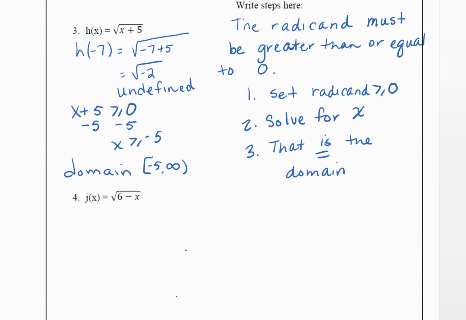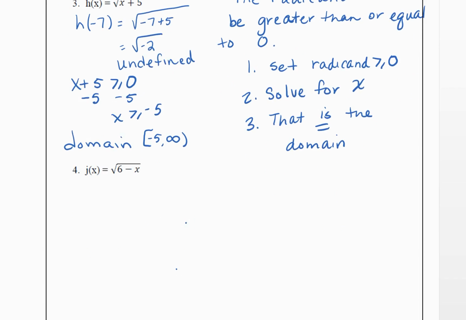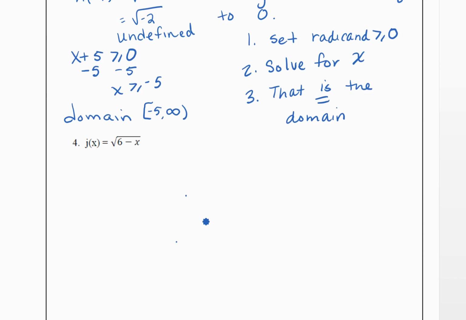Okay, and let's look at one more. Here we want to look at j of x, which is equal to the square root of 6 minus x. And we want to find the domain. So we're going to set the radicand 6 minus x greater than or equal to 0. Okay. Here we can add x to both sides. We get that 6 must be greater than or equal to x. And another way of saying that is that x must be less than or equal to 6.